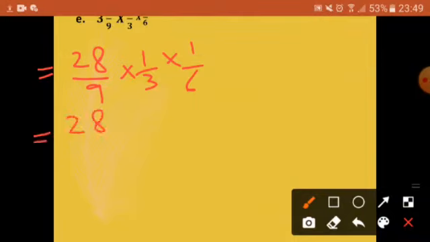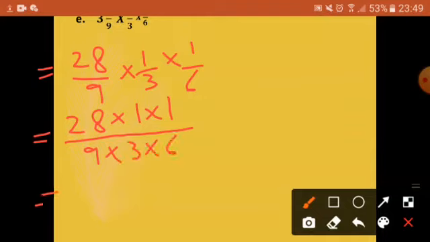Now what to do? Multiply all the numerators with each other. This is the second step. Multiply all the denominators with each other. What is the answer? 28 times 1 is 28, 9 times 3 is 27, and 27 times 6 is 162. Now see, this is a proper fraction now.